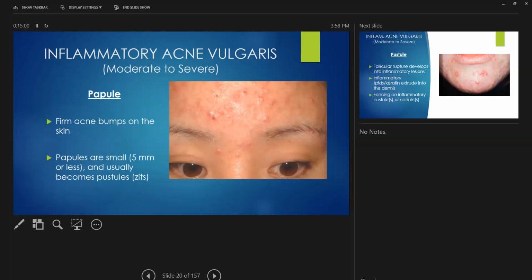So inflammatory acne, this is your moderate to severe. This occurs with those papules. These are large inflammatory papules. They're firm acne bumps on the skin. The papules are small, less than 5 millimeters, and usually become pustules, which is called a zit.